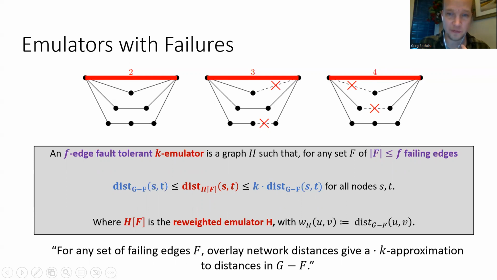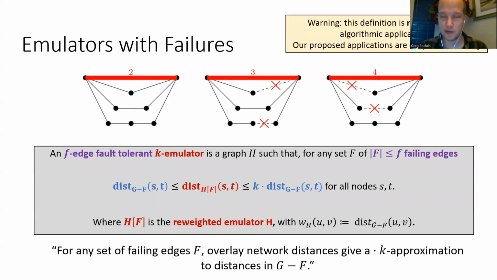So another more informal way of saying what's going on in this definition is that for any set of failing edges F that we might need to consider, so size at most F, the overlay network distances are still a times K approximation to the distances in the failed version of the base network G minus F. Okay, so that's the definition of emulators with failures.